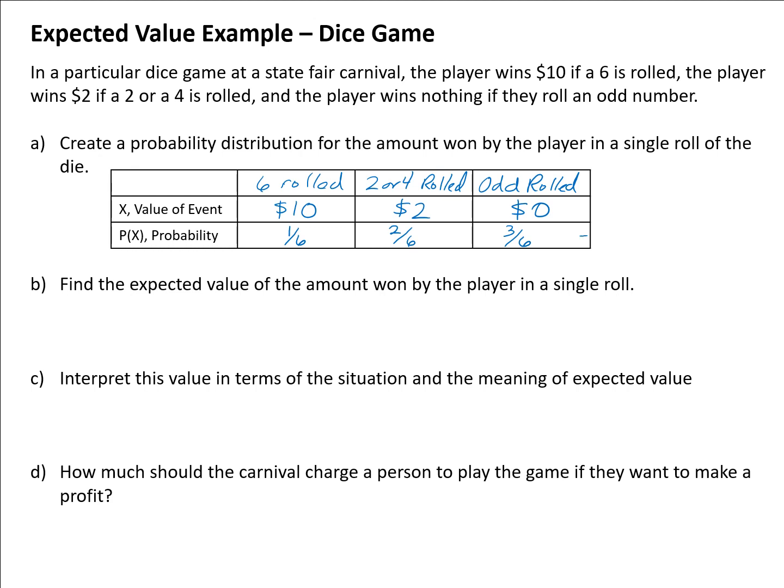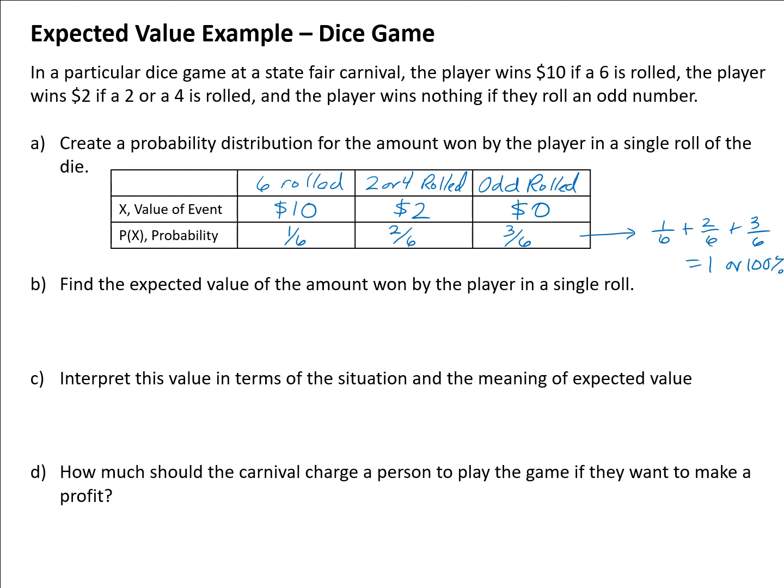To double check that I have a probability distribution, remember this should add up to 100% if I add the probabilities. 1/6 plus 2/6 plus 3/6. That would be 1 plus 2 plus 3 is 6. 6 over 6 is 1, or remember 1 is the same thing as 100%. So we do have all of the options taken care of in this table.